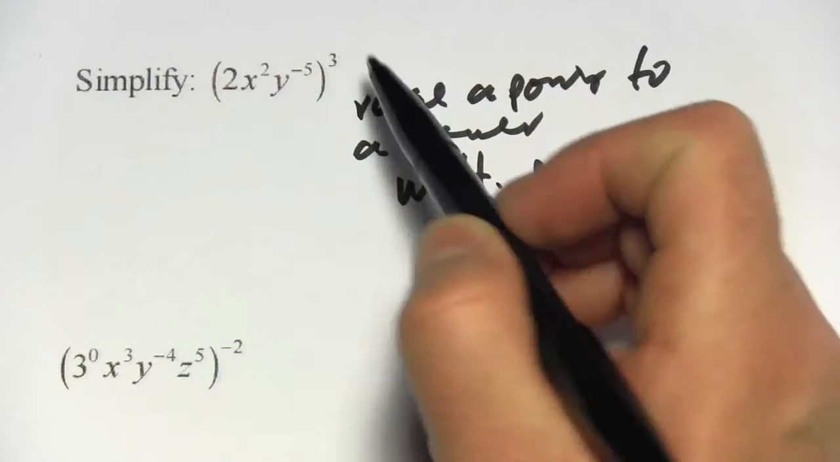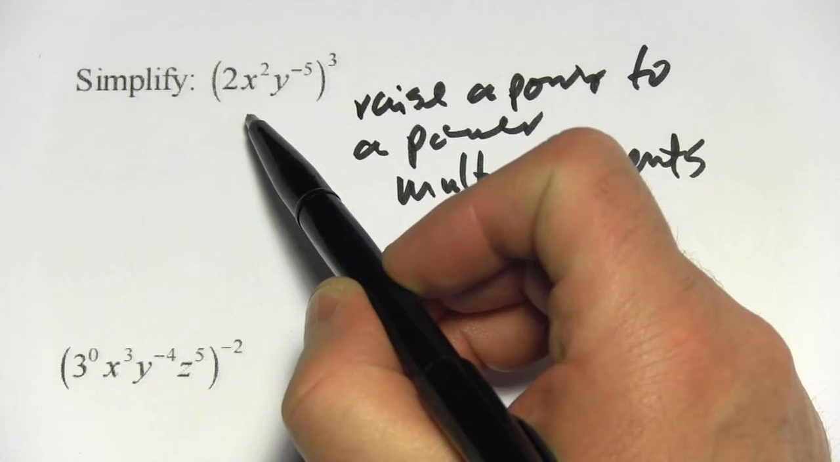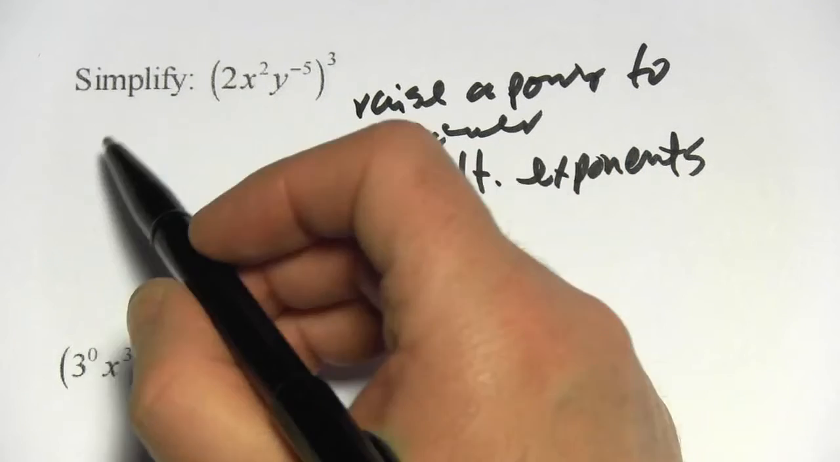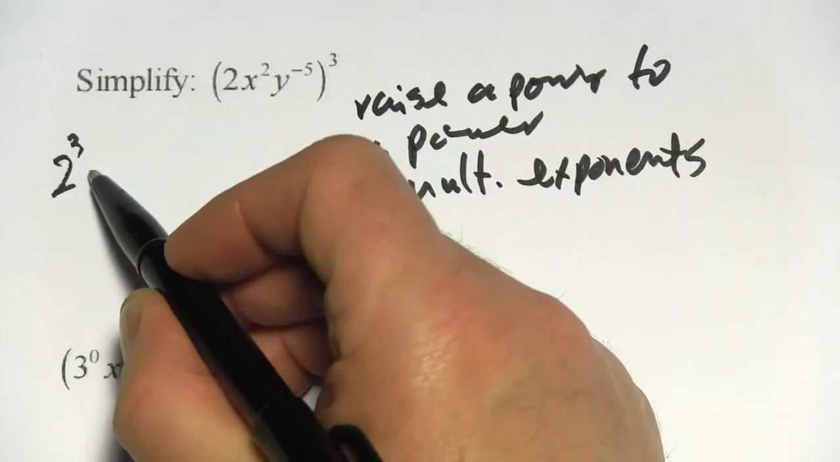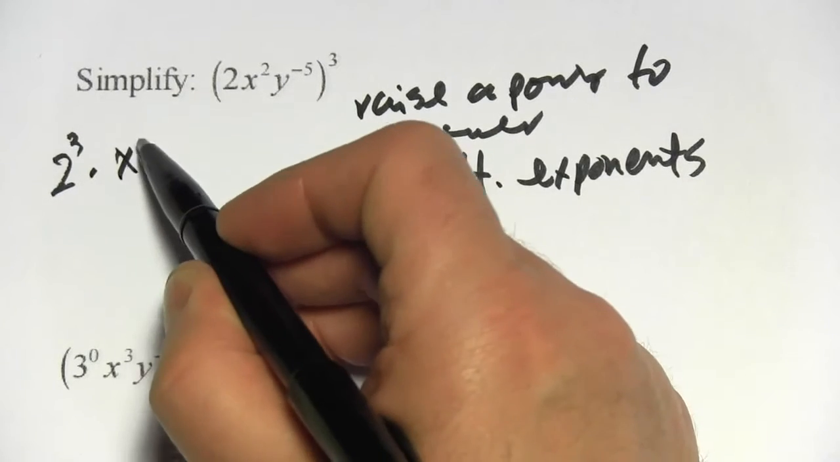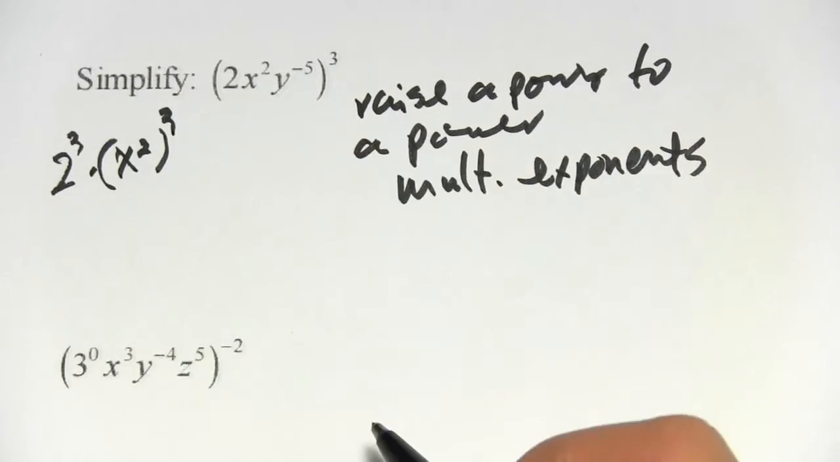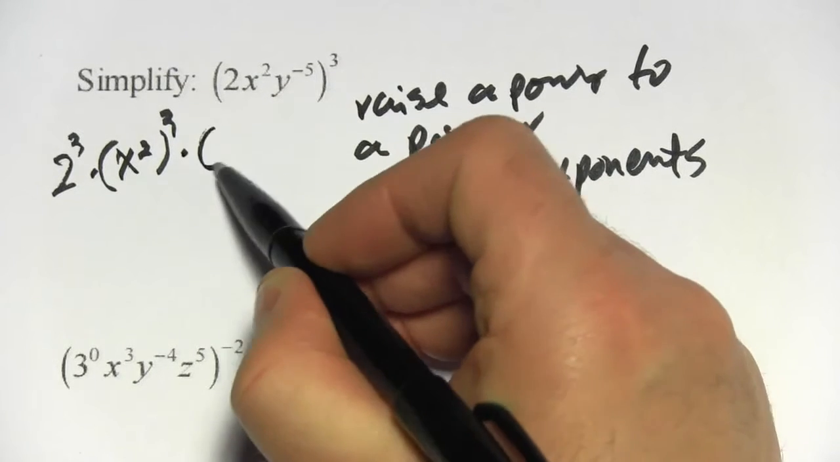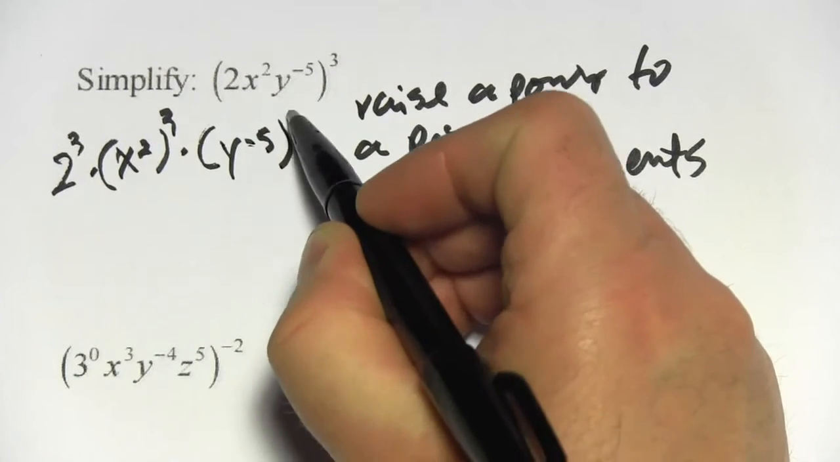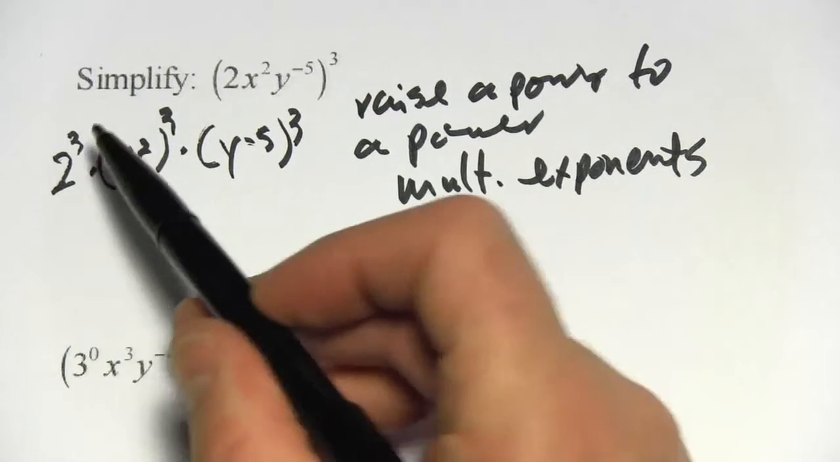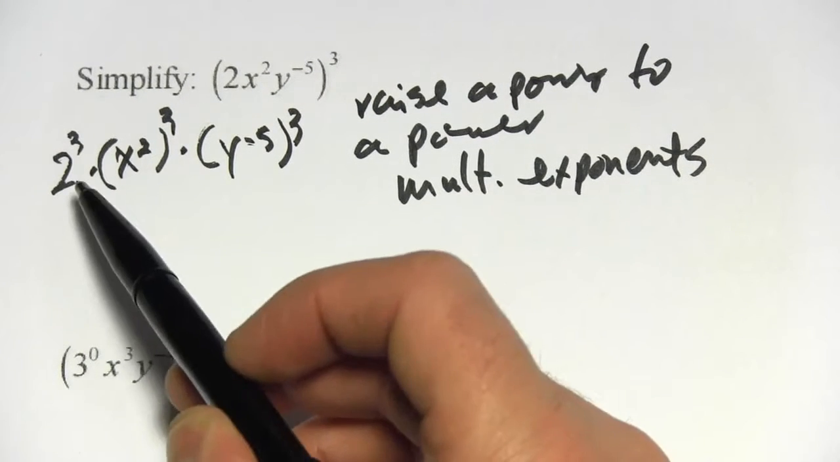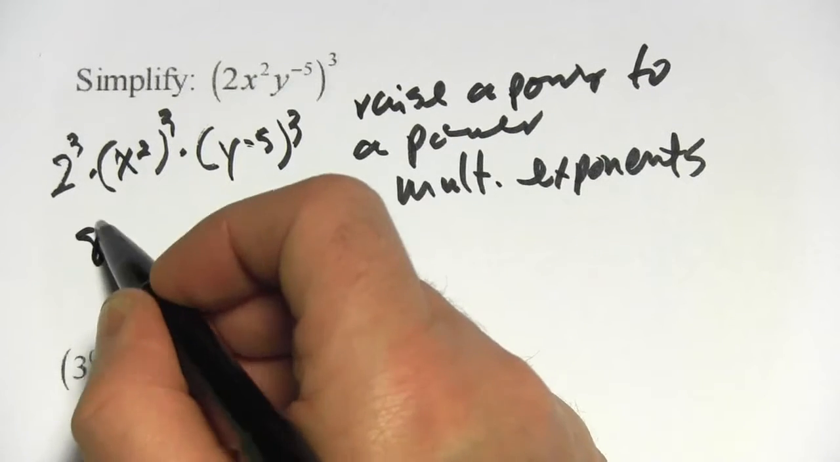So this one, actually, let's take this a piece at a time. We've got kind of three chunks we can separate out in here. We're going to have 2 to the third power times x to the second to the third power times y to the negative fifth to the third power. Let's just take those one at a time. 2 to the third power, that's probably the easy part. That's 2 times 2 times 2, that's 8.